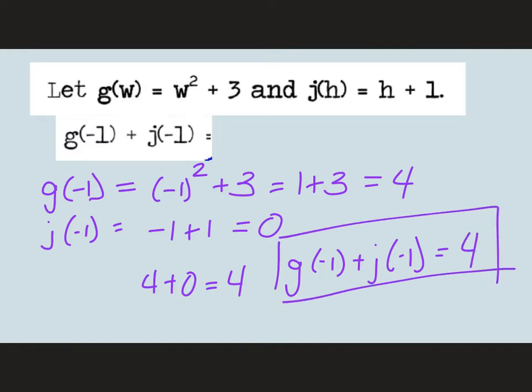So it's essentially the same thing we were doing yesterday. We're just taking multiple expressions or multiple equations and combining them. Now, it's not always addition. Sometimes it can be subtraction. It can even be multiplication, things like that. So make sure you're paying attention.